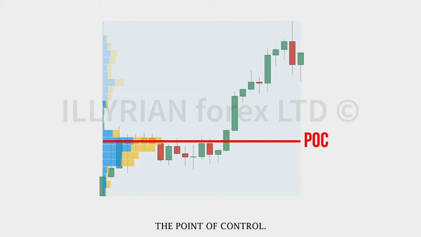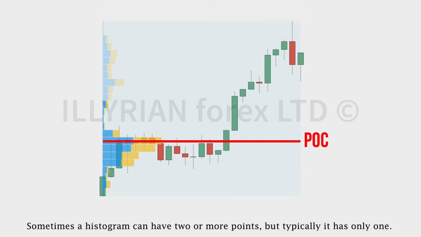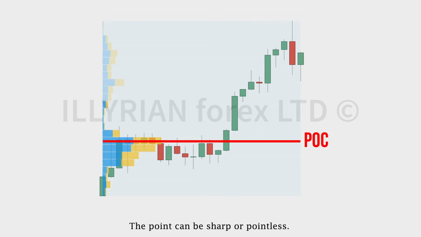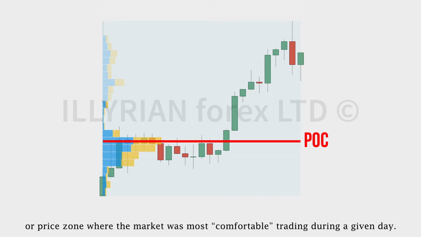The point of control. This is the point of a pennant or histogram, the one place where the market spends the most amount of time on any given day. Sometimes a histogram can have two or more points, but typically it has only one. The point can be sharp or pointless. This is a useful piece of information because it represents the point or price zone where the market was most comfortable trading during a given day.